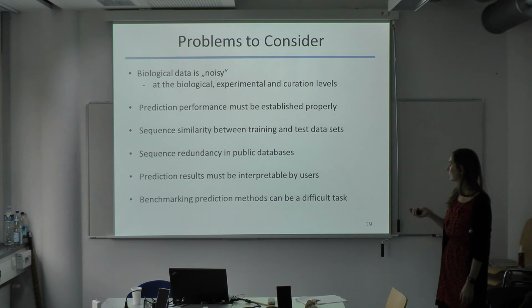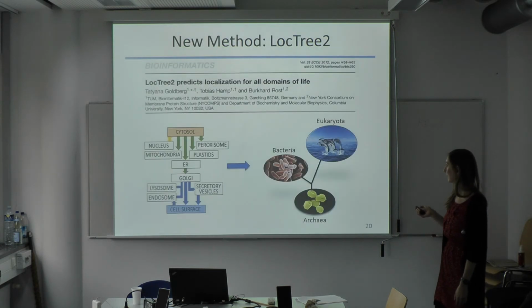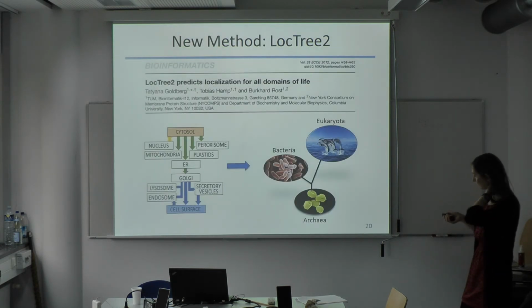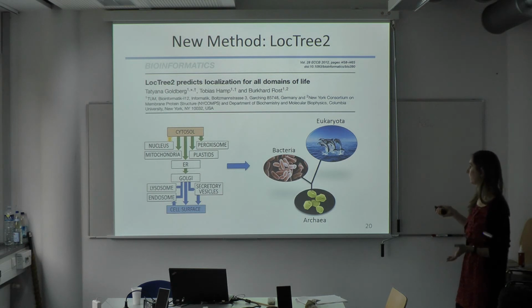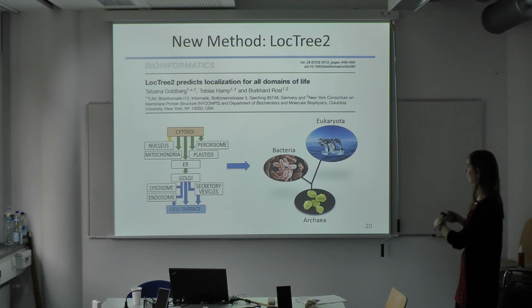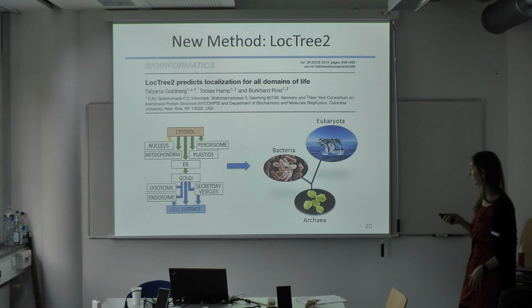Okay, so if we keep all this in mind, we can start the development. And this is actually what came out of it. That was my master thesis, called LocTree2, which predicts localizations for all domains of life. I took the knowledge that we have as of right now about how proteins traffic in the cell, and I used it to develop my prediction method. There was one system for eukaryotes, one for bacteria, and one for archaea.